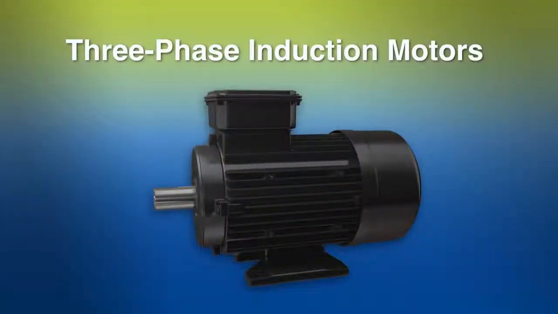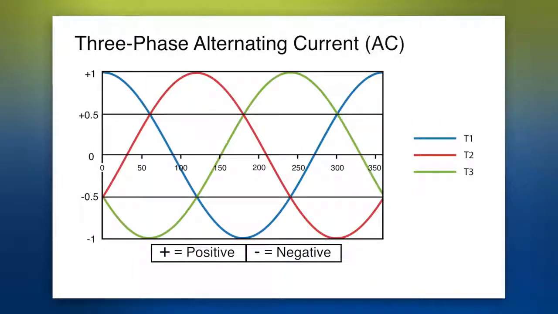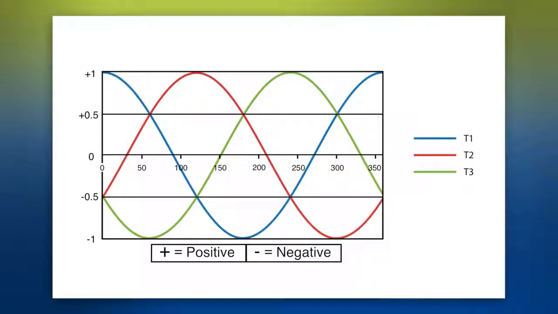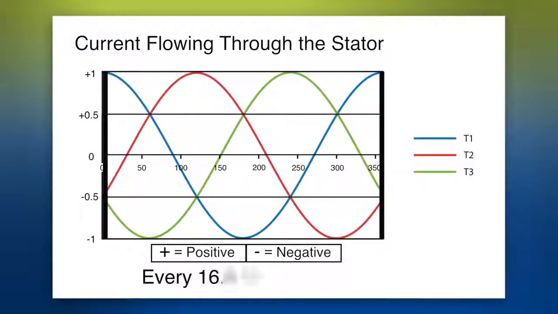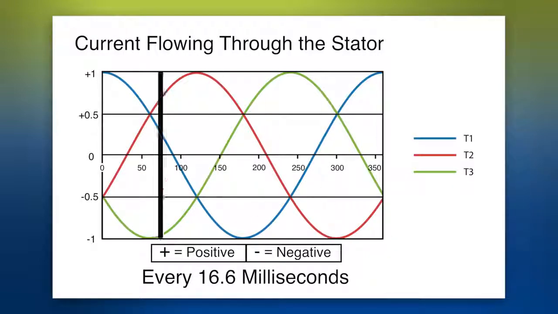Three-phase induction motors use balanced three-phase power. The phases are electrically separated from each other by 120 degrees. When you apply alternating current, or AC, the flow of electrons reverses direction halfway through the cycle. To understand how quickly this happens, remember that the standard AC power frequency in North America is 60 Hertz. And that means that current flowing through the stator repeats one electrical cycle every 16.6 milliseconds. And that's faster than the blink of an eye.